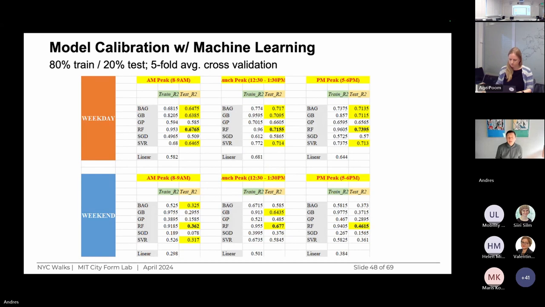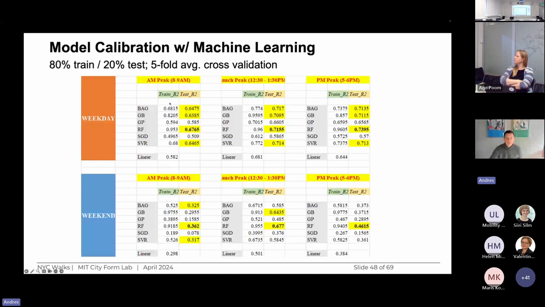We used different kinds of model fitting techniques and ultimately settled on machine learning models to fit this data. And here on the top of this chart, we report the weekday modeling results, and on the bottom in blue, the weekend modeling results for the different time periods. First column is AM peak, then the lunch in the middle, and the PM peak on the right.